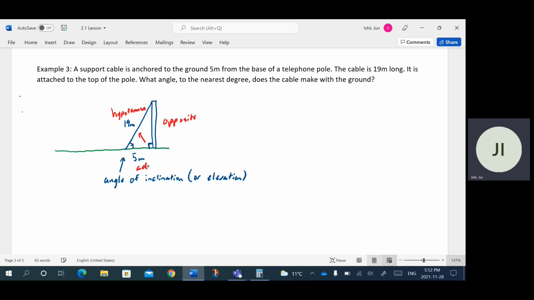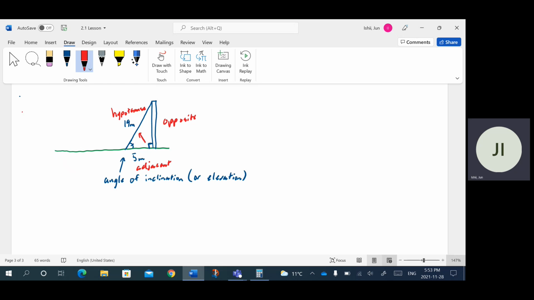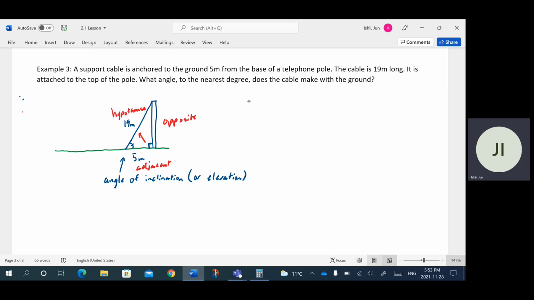This is my adjacent side. All right, so this question here actually is a little different from the other two because we are not given the length of the opposite side. We're only given the length of the hypotenuse and the adjacent. So in this case, we're going to have to find the length of the opposite side first.